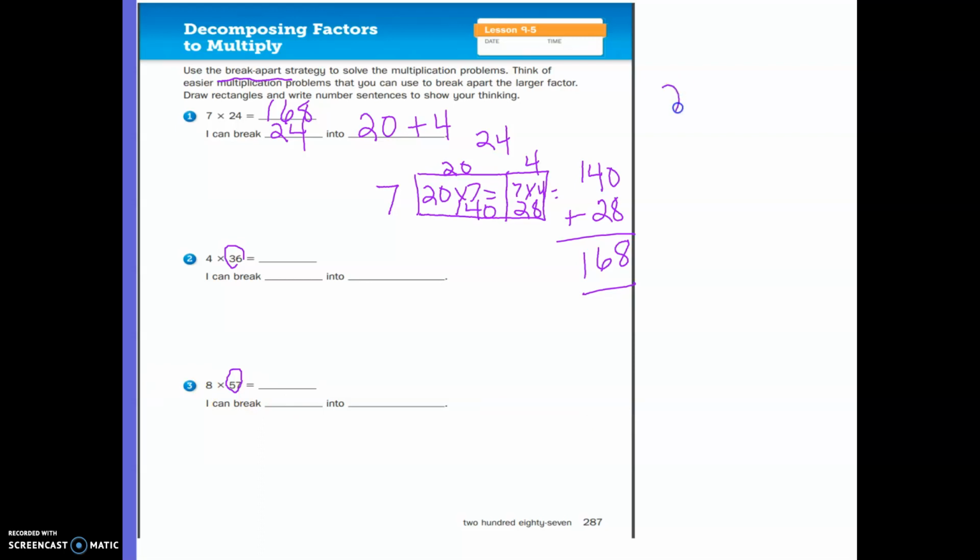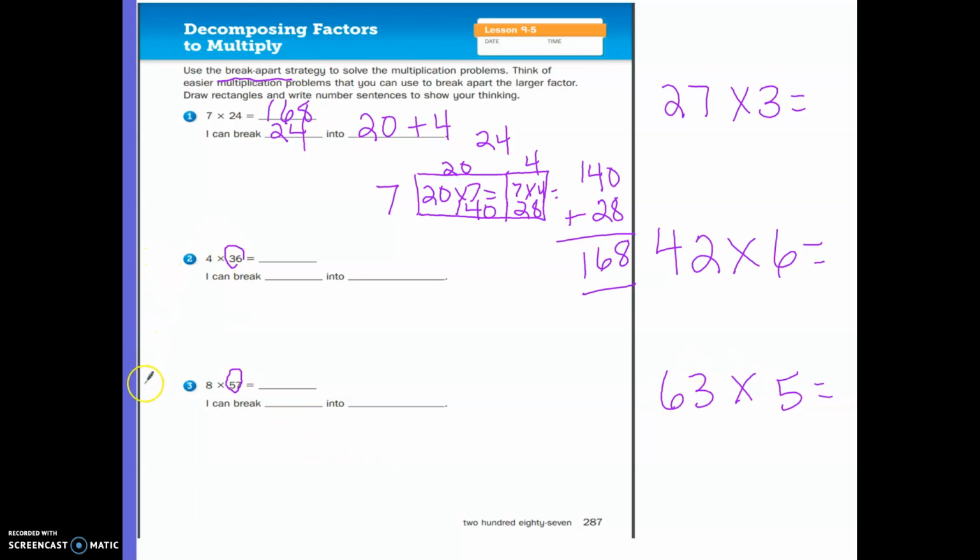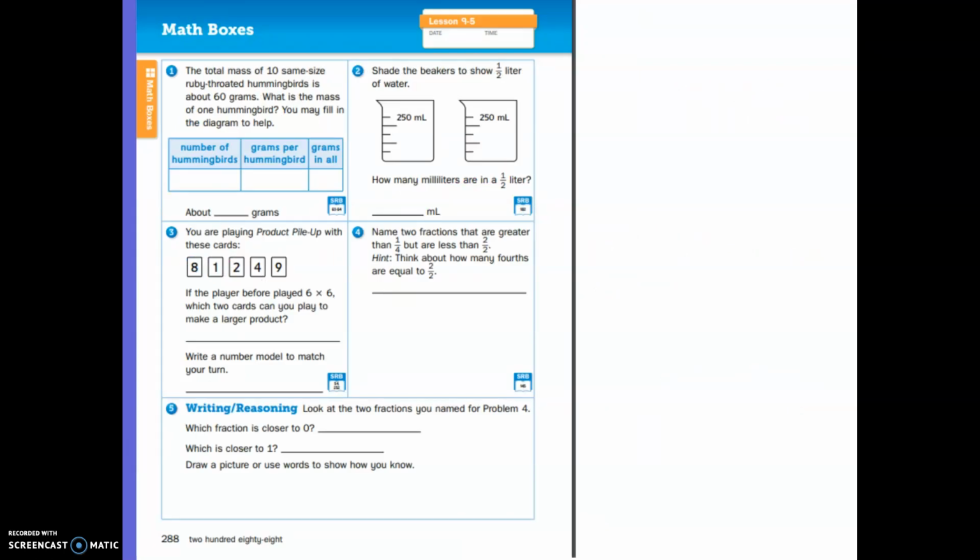And then maybe on your whiteboard, you could solve these problems. Let's go with 27 times 3. Try 42 times 6. And 63 times 5. Try those for practice. That gives you 5 problems to practice. Number 2 and 3 here, and these 3 on your whiteboard. And then when you have those finished, do your math boxes.